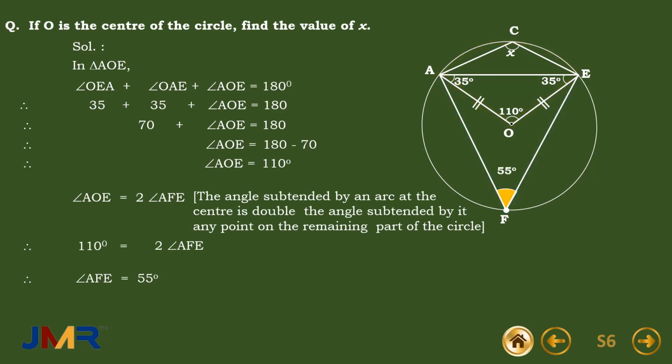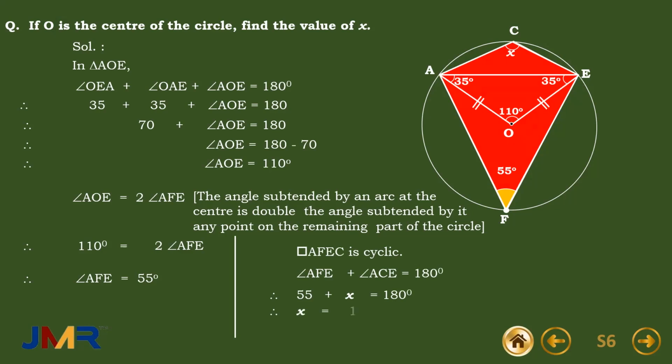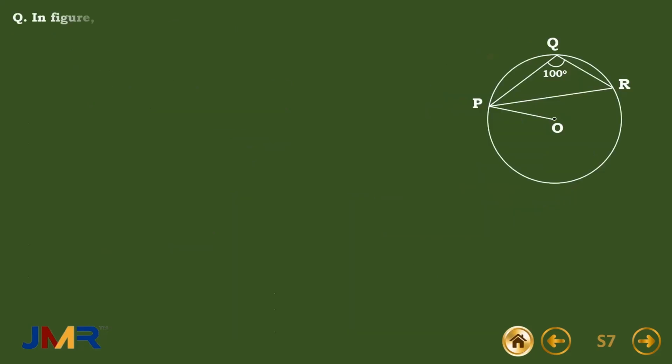As soon as you got angle AFE is 55 degrees, you can find angle X very easily. Why? Because AFEC is a cyclic quadrilateral. In a cyclic quadrilateral, opposite angles are supplementary. Therefore, 55 plus X is equal to 180 degrees. Therefore, X is equal to 180 minus 55, which is nothing but 125 degrees. I hope you all understood this problem. It is an easy problem, but a little tricky.